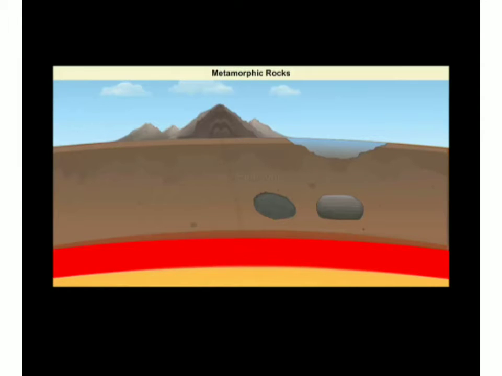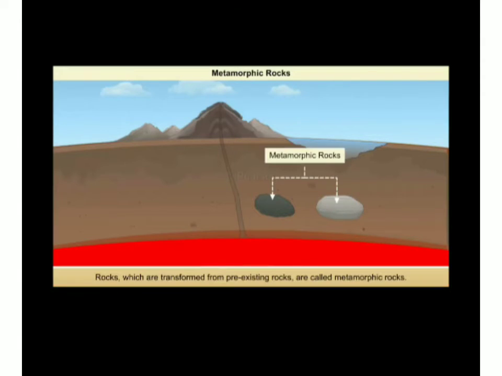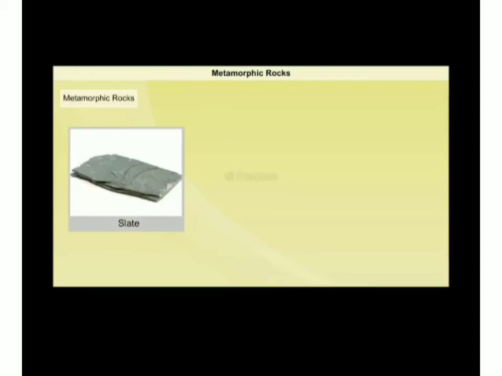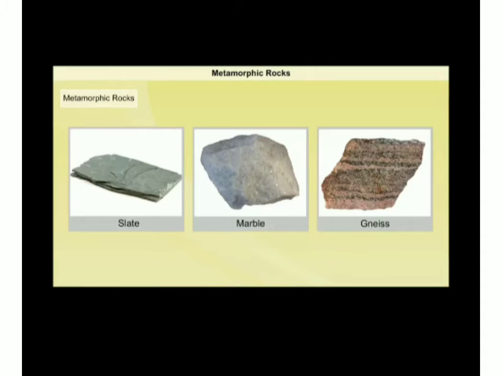Metamorphic rocks are formed from igneous and sedimentary rocks. Deep inside the earth, igneous and sedimentary rocks are exposed to high temperature and pressure due to volcanic activity or movement in the earth's crust. As a result, they undergo physical and chemical changes and transform into new types of rocks. Such changed rocks are called metamorphic rocks. Slate, marble and gneiss are some examples of metamorphic rocks.